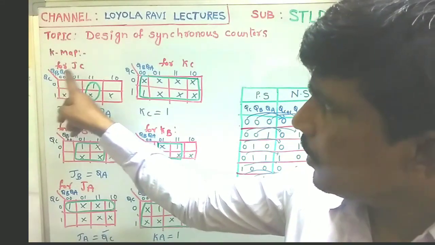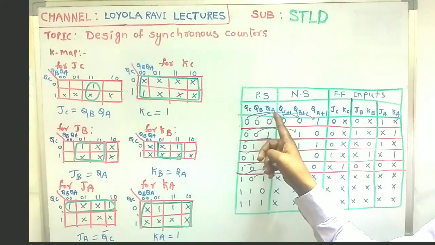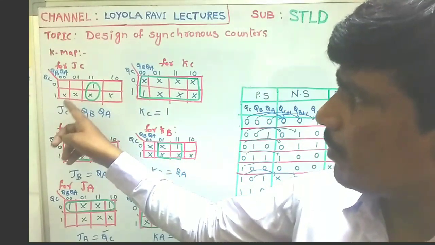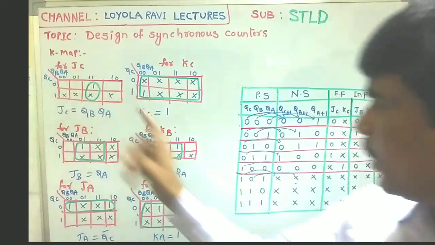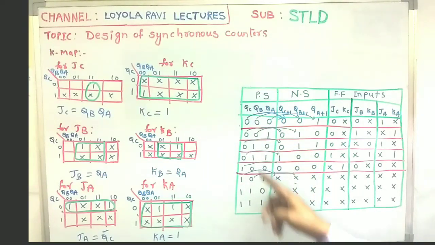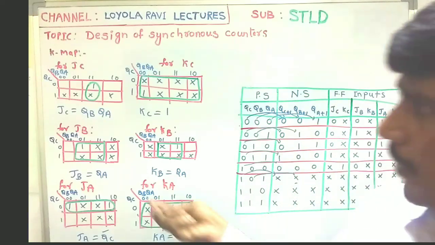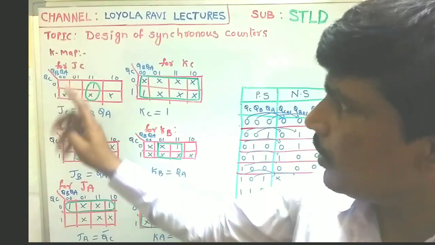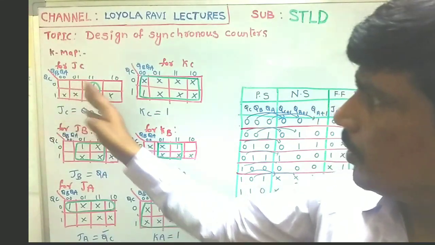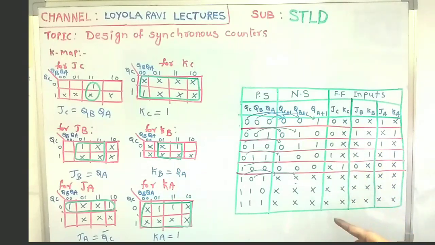For JC, I am going to take 3 inputs: QA, QB, QC. I am taking a 3 variable K-map. This is the 3 variable K-map, with QC, QB, QA for states 0 to 7. For these corresponding inputs, we have to find the output. QC, QB, QA: 0, 0, 0, 1, 1, 1, 0, 0, 1. Here, this is JC.